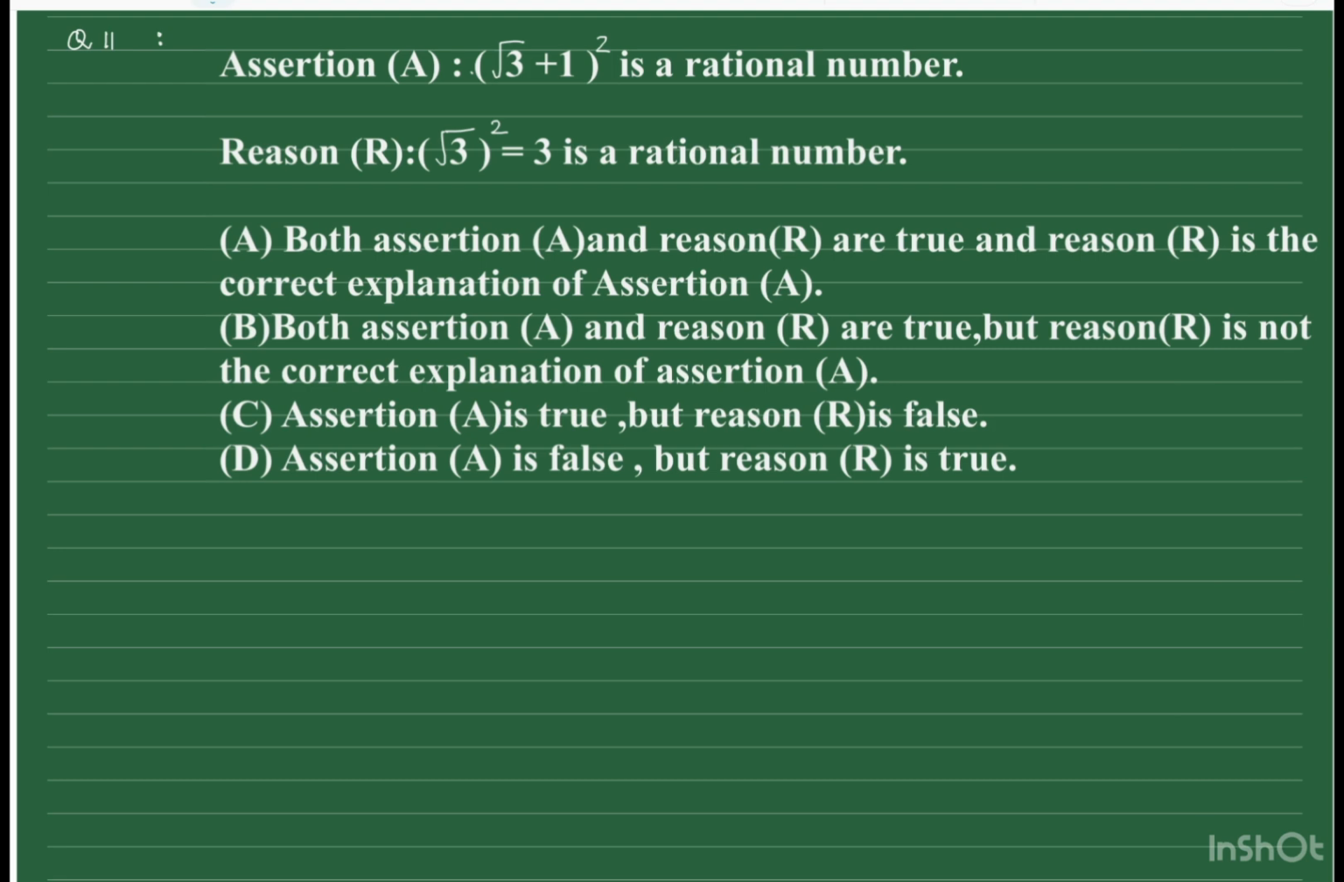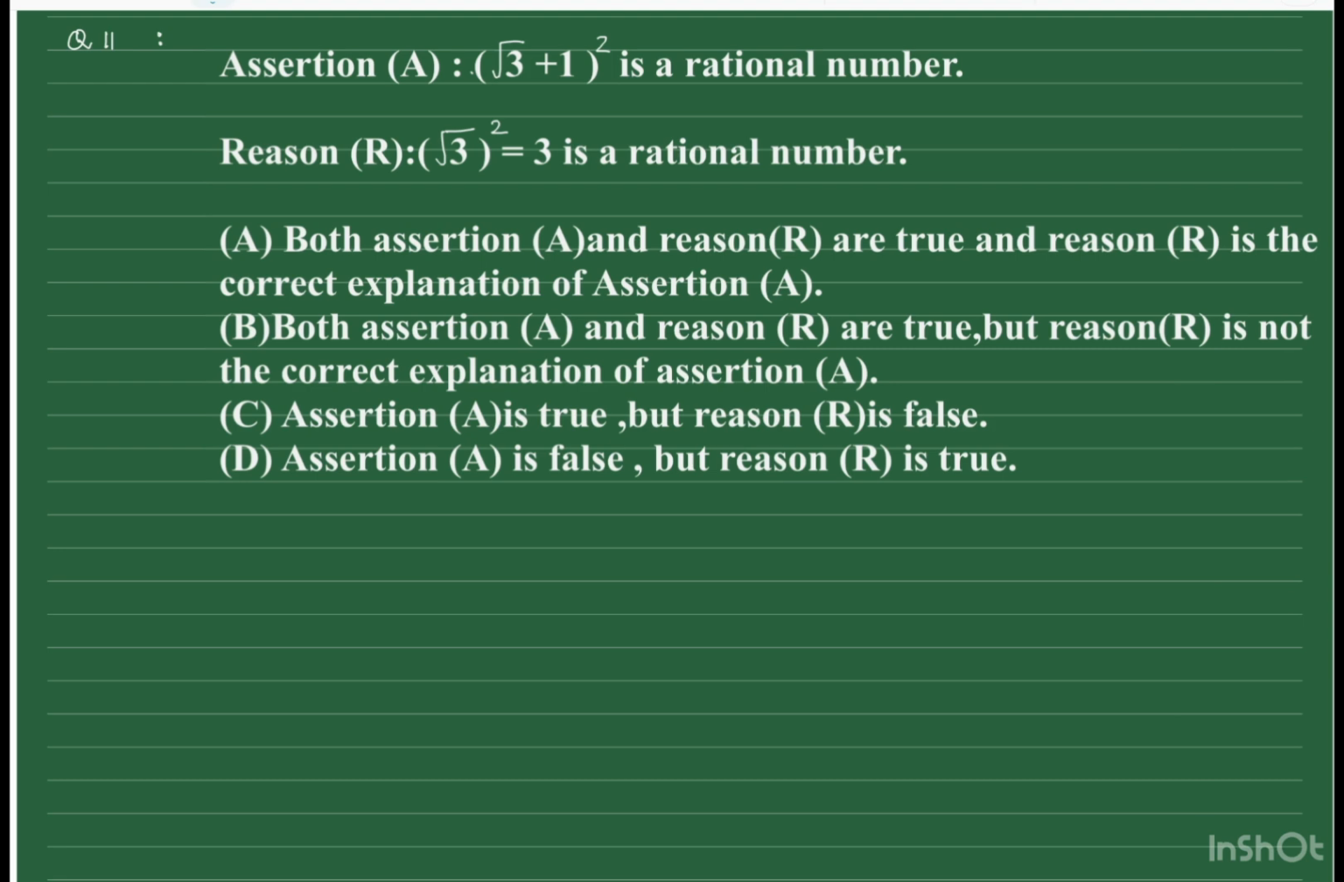Option B. Both assertion A and reason R are true, but reason R is not the correct explanation of assertion A. C. Assertion A is true, but reason R is false. D. Assertion A is false, but reason R is true.